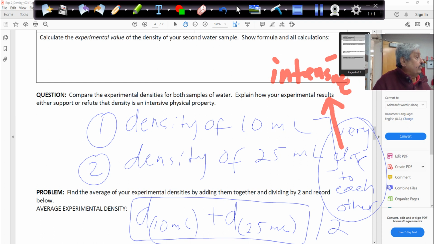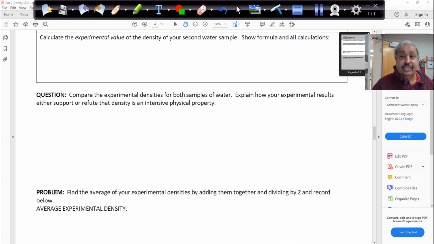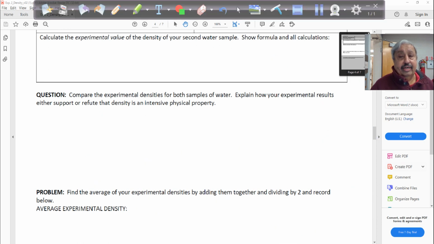So that's intensive. If they are not close, then you have an error. They have to come up very, very close to each other. So then you take the average of the two densities of the 10 mL and 25 mL, add them up, divide them by 2, you get the average, correct? So after the average, you will calculate the percentage error.